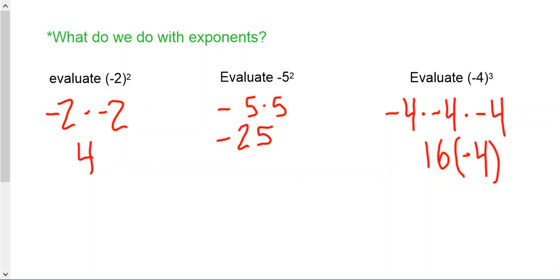Okay, and then if we have 16 times a negative 4, that means our product is going to be a negative. So we can bring down that negative. And 16 times 4, well, if we break it down, we got 4 times 10, which would be 40. And 4 times 6 would be 24. So that would give us a negative 64.